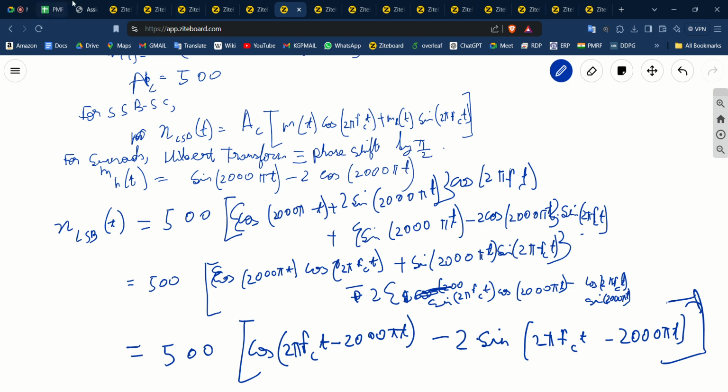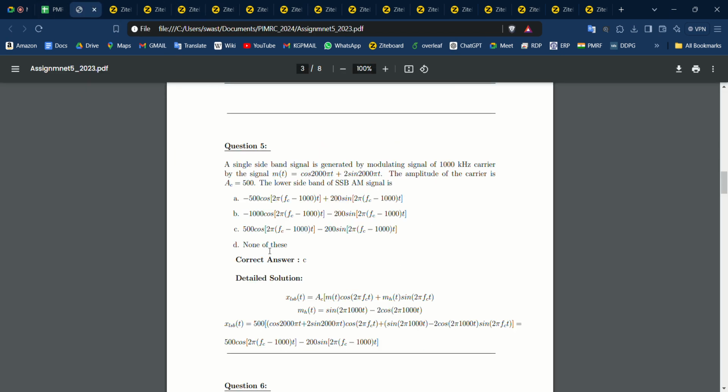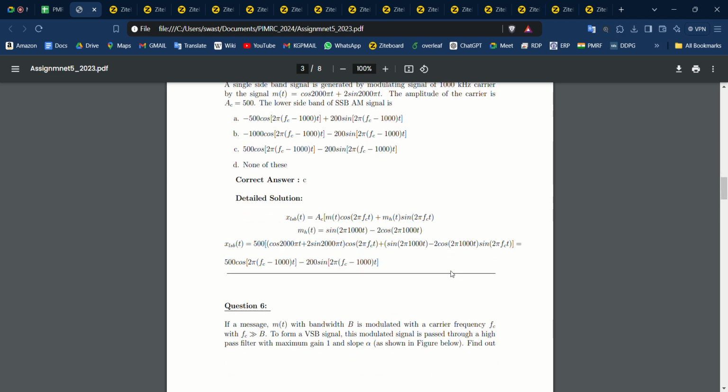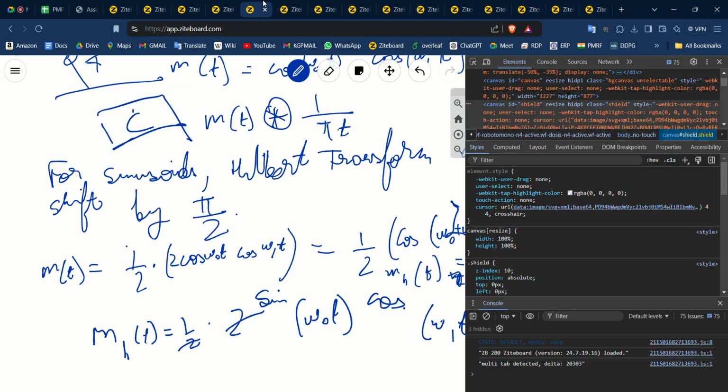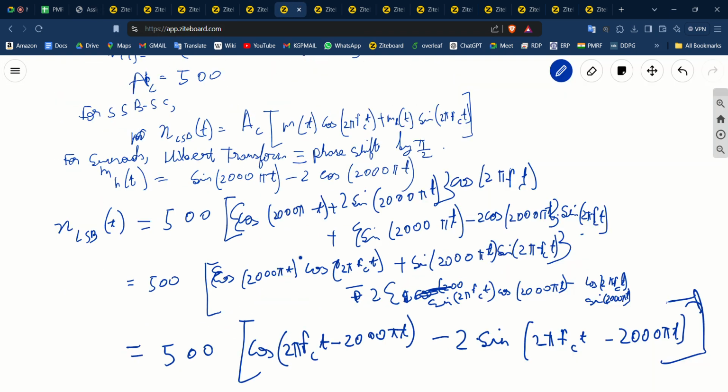Now let's check for the answer. 500 cos of 2 pi (f_c minus 1000) t, minus 2 times 500 sin of 2 pi (f_c minus 1000) t. So the correct answer will be C. We have also got cos A minus B minus 2 sin A minus B.